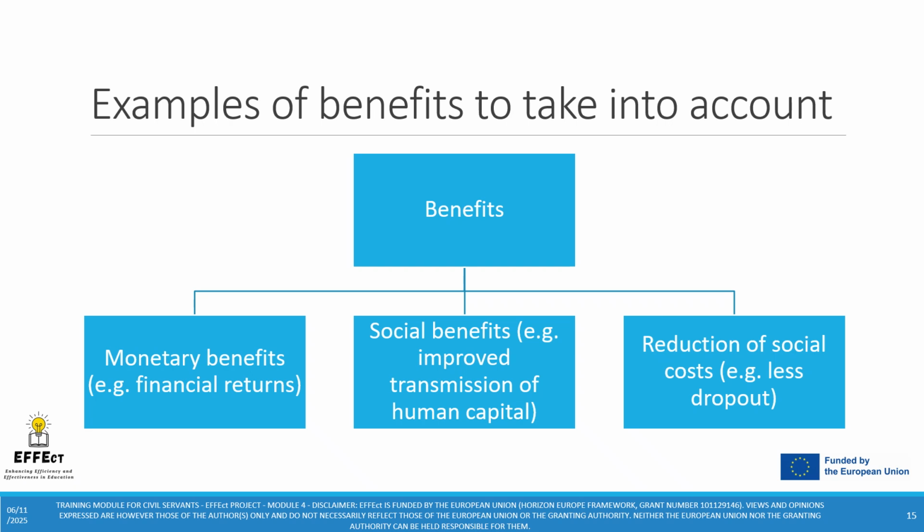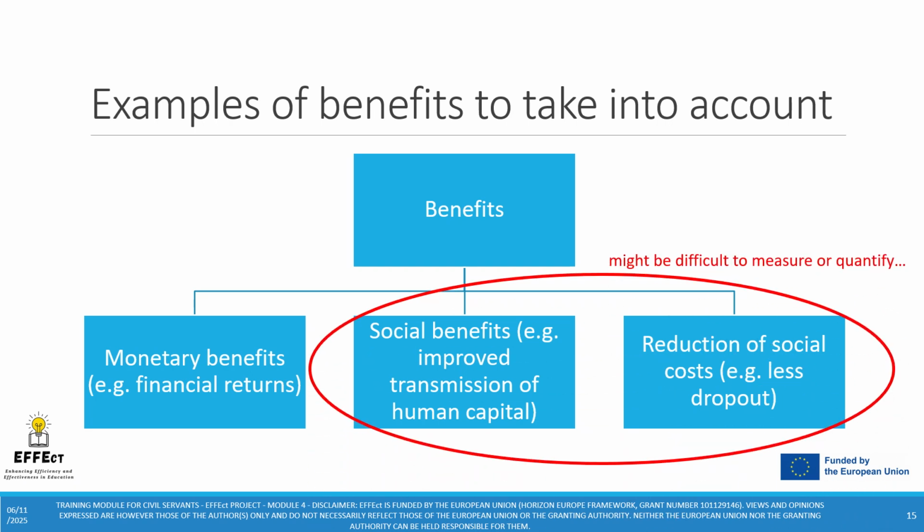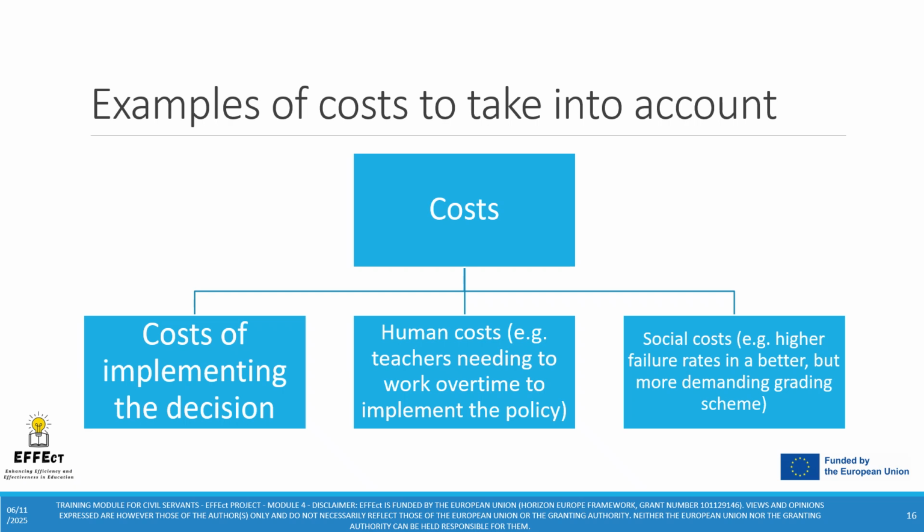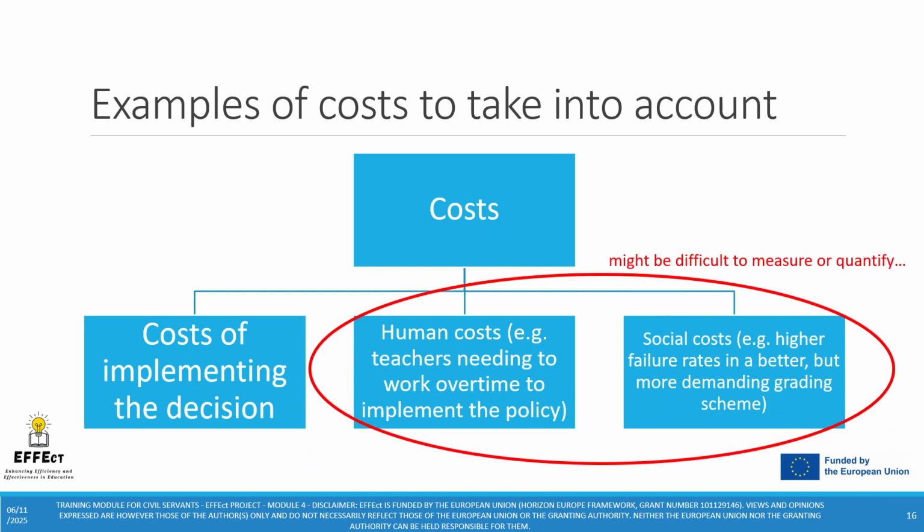Indeed, examples of benefits to take into account do not only include monetary benefits, meaning financial returns, but also social benefits, such as the improved transmission of human capital or the reduction of social costs, such as less dropout. The same applies for costs. Costs do not only include the costs of implementing the decision, but also human costs, such as teachers needing to work overtime to implement the policy, or social costs, such as higher failure rates in a better but more demanding grading scheme.